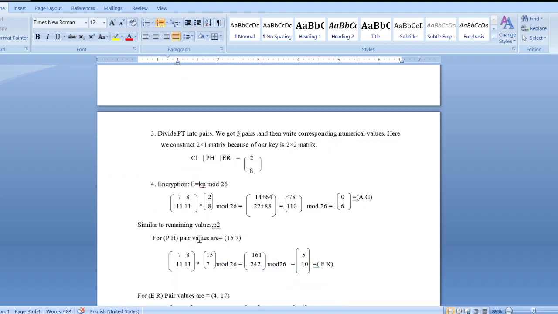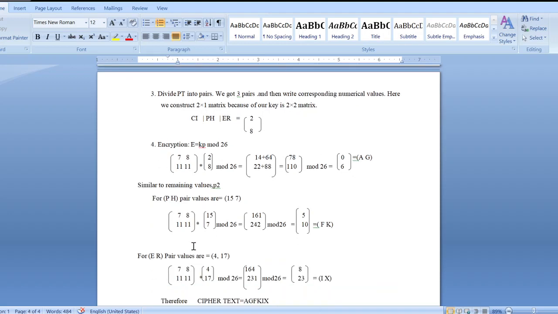So what is the encryption? E equal to Kp mod 26. The key is the 7, 8, 11, 11 matrix, and P is the first pair, CI, 2, 8. Kp mod 26. So this 2 by 2 matrix times the 2 by 1 matrix mod 26, I got the values 0 and 6. The corresponding characters for 0 and 6 are AG. So that means CI is converted to AG.